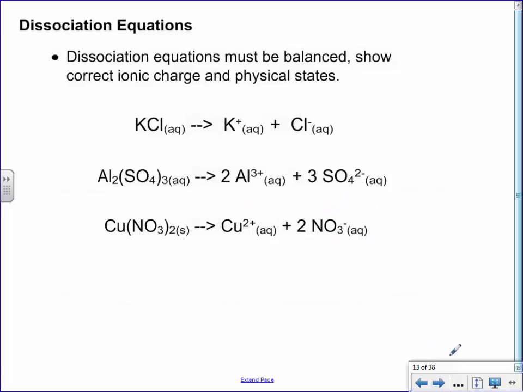Okay, so let me show you some examples here. Here's KCl going into K+ and Cl-. That's pretty straightforward. But for the next two, I've got to show you the one thing you might screw up on. So maybe I was making it sound a little bit too easy. There is one way you can screw up.